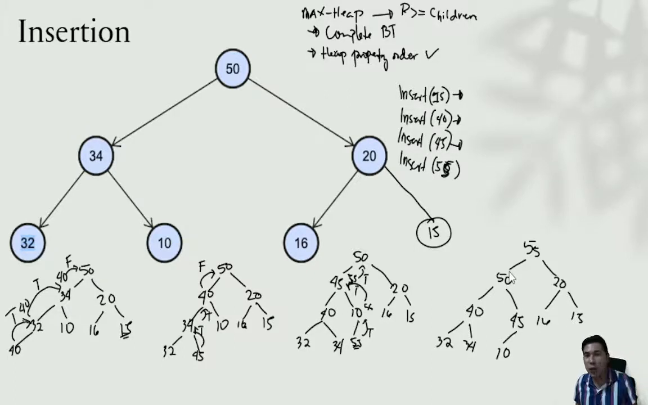So again, if you are going to insert another node, it should be inserted here, and you do the percolation. Okay, next is, after all the levels here are already completely filled on the left subtree, you will now fill the nodes.